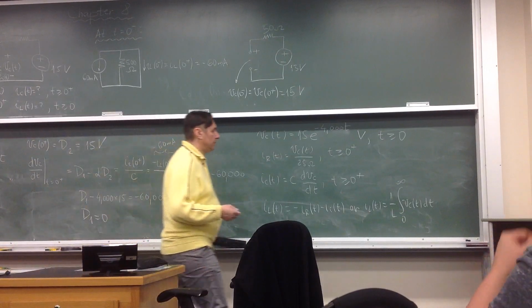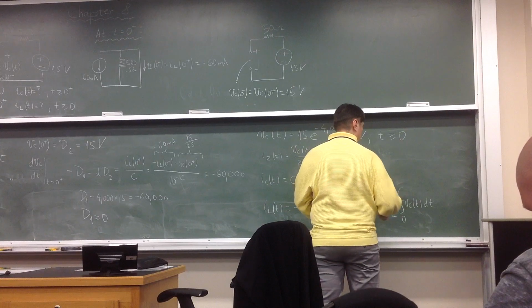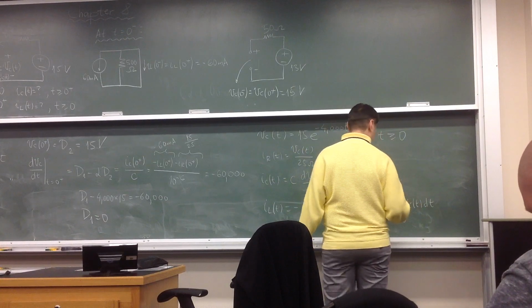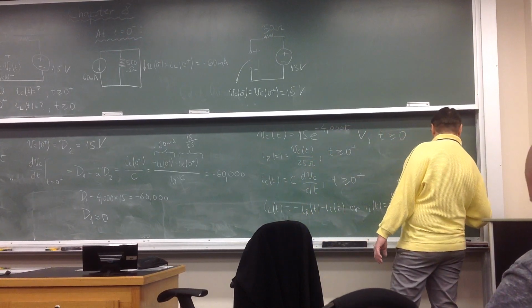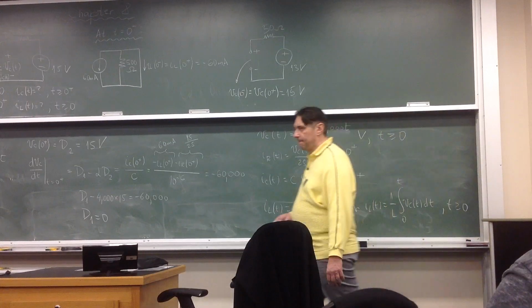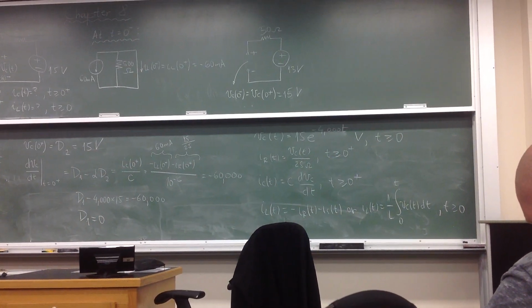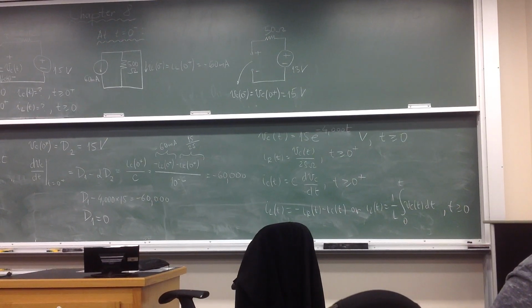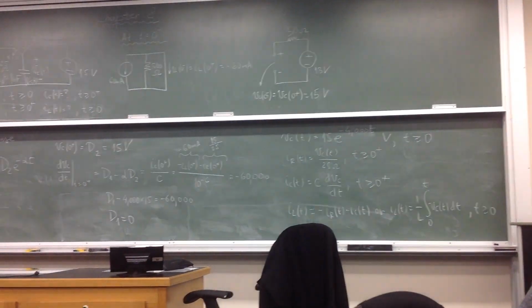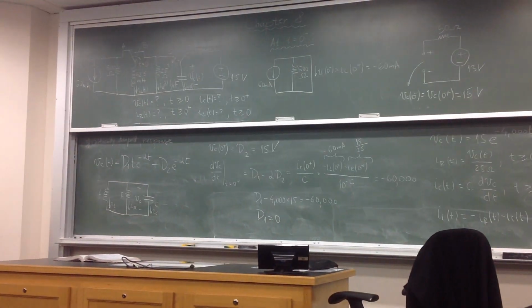from 0 to t, not to infinity, because you need t greater than or equal to 0. Any questions about this one? Same thing, just that's a different formula. There's a third case as well, and we'll do that now too.